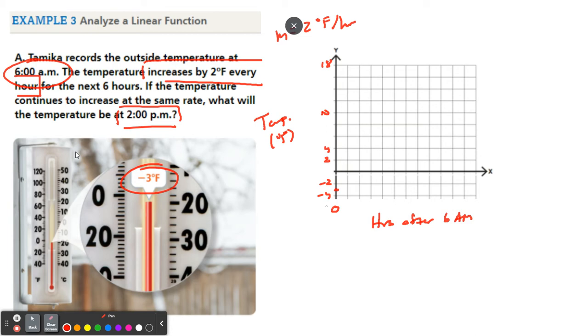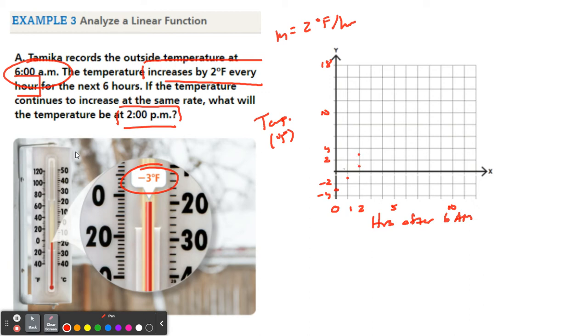Every hour it increases by 2 degrees Fahrenheit. So again, I'm going to count by ones on the x-axis. So 1, 2, 3, 4, 5, 6, 7, 8, 9, 10. So for every hour it increases 2 degrees Fahrenheit, so from negative 3 to negative 1, got to skip. So 1, 2, and then over 1. 1, 2, over 1. Notice I'm counting like half spaces.